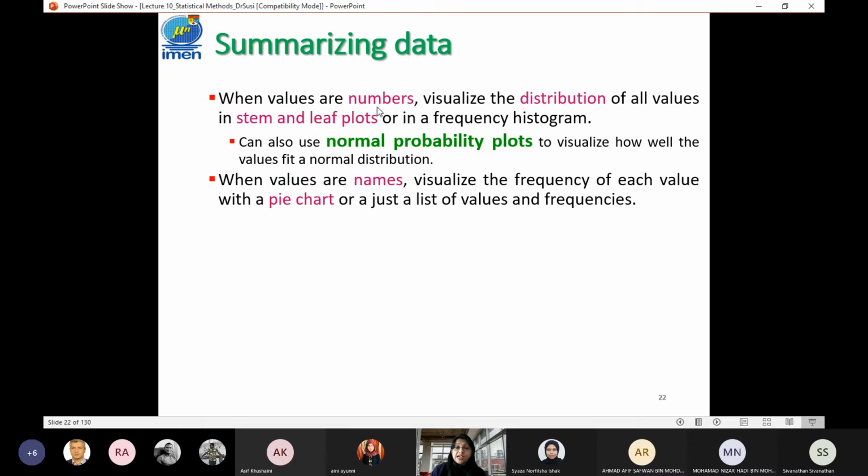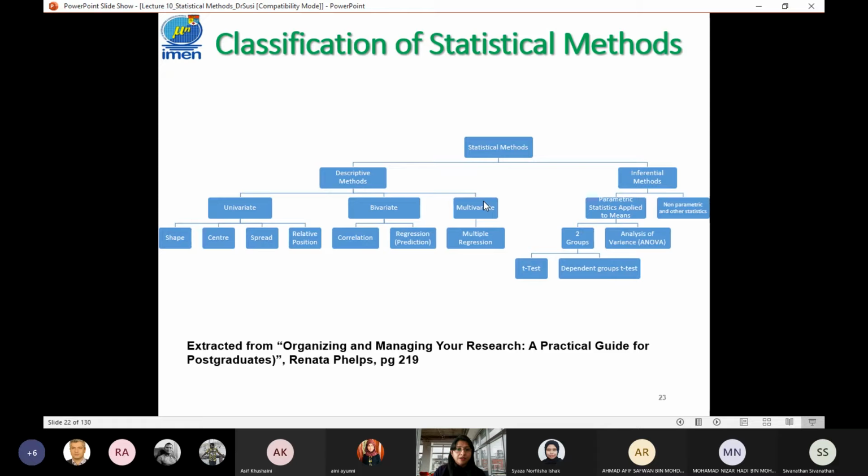When values are numbers, we visualize the distribution of all values in stem and leaf plots or in frequency histograms. You can also use normal probability plots to visualize how well the values fit a normal distribution. When values are names, we visualize the frequency of each value with a pie chart or just a list of values and frequencies. So this is a simple classification of statistical methods.